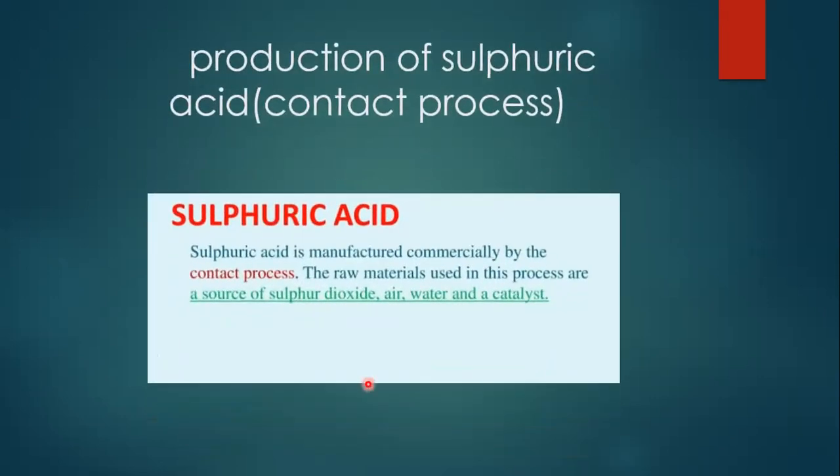Now, production of sulfuric acid is also called the contact process, and the raw material which is required for the production of sulfuric acid is sulfur trioxide, as I mentioned earlier, sulfur dioxide and sulfur trioxide. Sulfur dioxide is converted into sulfur trioxide with the process, air, water, and catalyst. And the name of the catalyst is vanadium pentoxide.